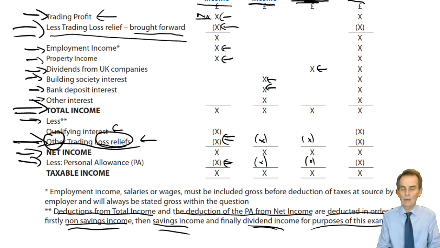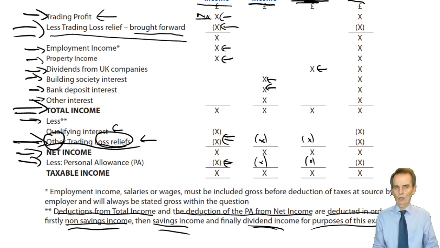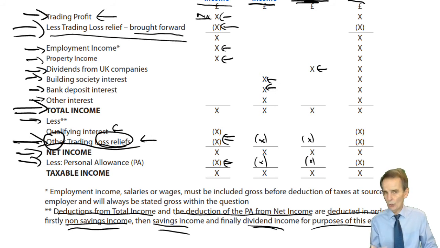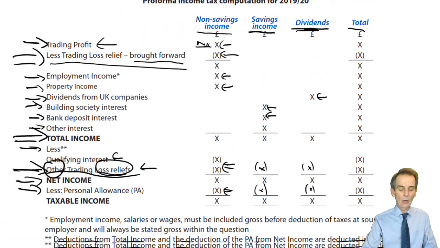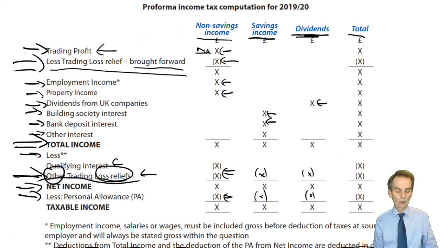It is possible, and you may go on to see that at advanced taxation, that you could, at your choice, change that order to improve the position for you, the taxpayer. That is not an issue within our examination there. So there we go. We have our pro forma income tax computation.